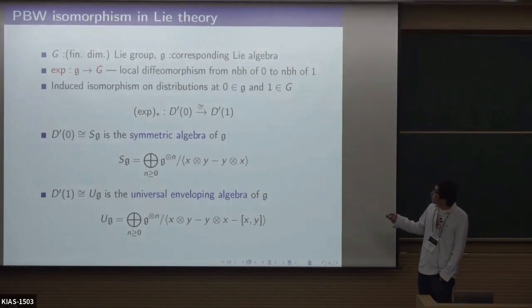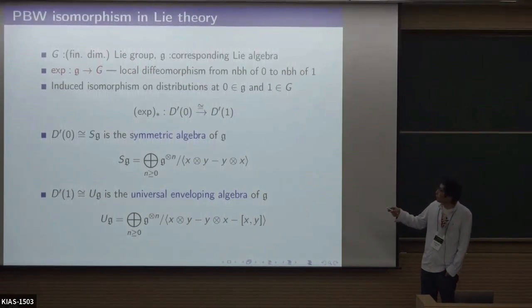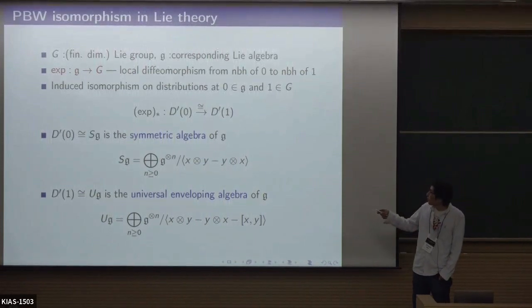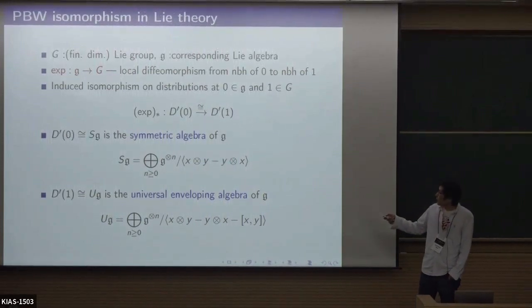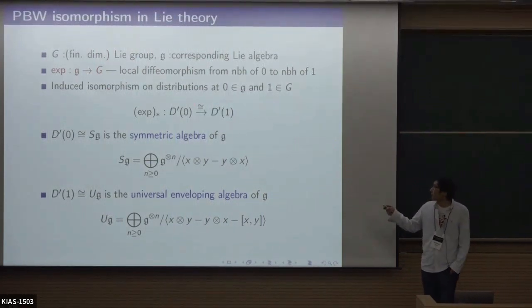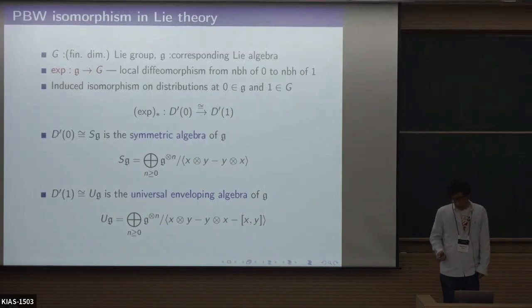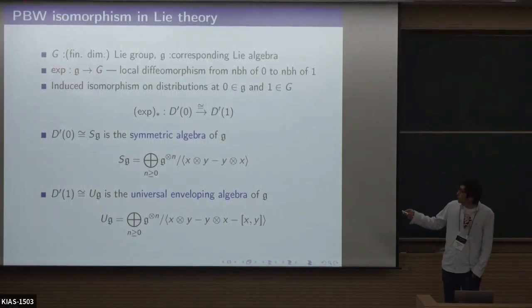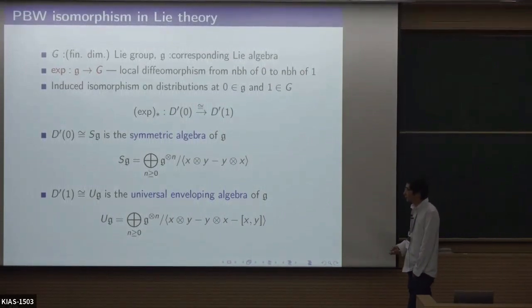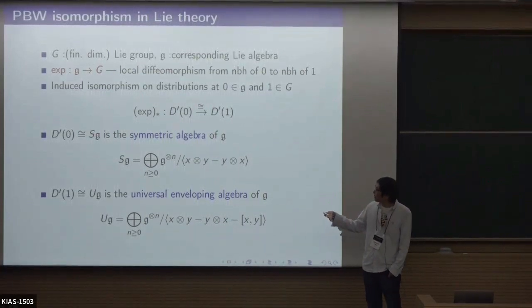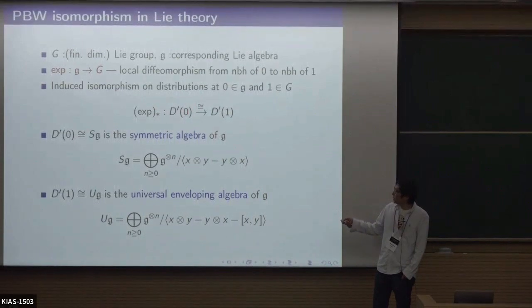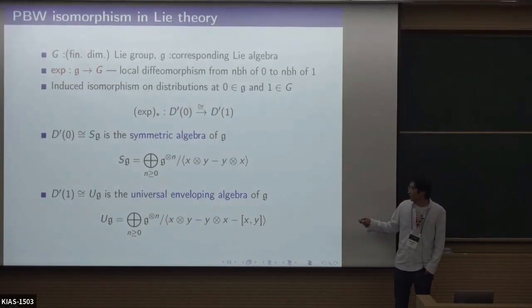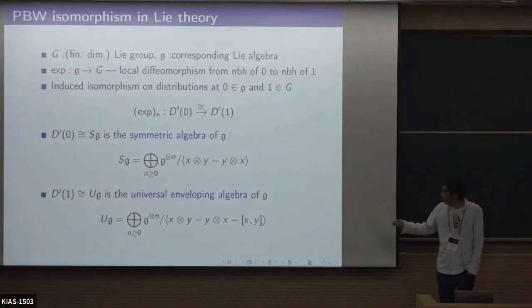If we want to record this local diffeomorphism by looking at the infinite jets around this origin, we get an induced morphism on distributions at the origins, 0 from the Lie algebra and identity from the Lie group. And they are isomorphic because this is a local diffeomorphism. And then it turns out that it's also very well known that the distribution at 0 is the symmetric algebra of g. This construction, I guess everyone knows what it is.